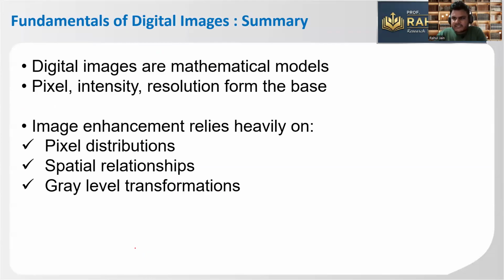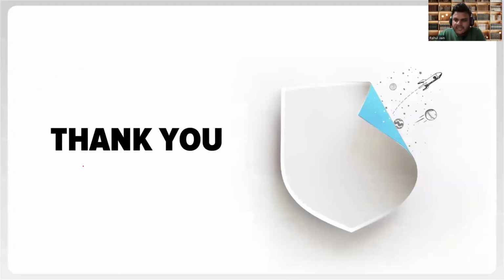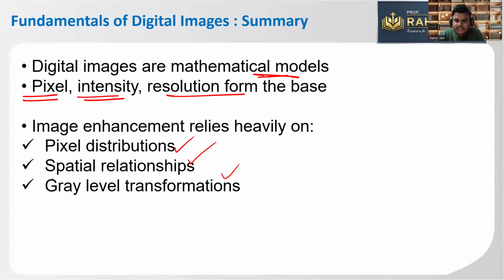Now, what we have discussed in the entire fundamentals of digital imaging is that digital images are mathematical models with basic concepts like pixels, which are the smallest entity of any image, and intensity, which is a particular numerical value that represents whether it is bright or dark, and resolution. And enhancement relies very heavily on pixel distribution, spatial relationships, and gray scale transformation, right? So I hope that this topic where we have discussed the fundamentals of digital images is clear.